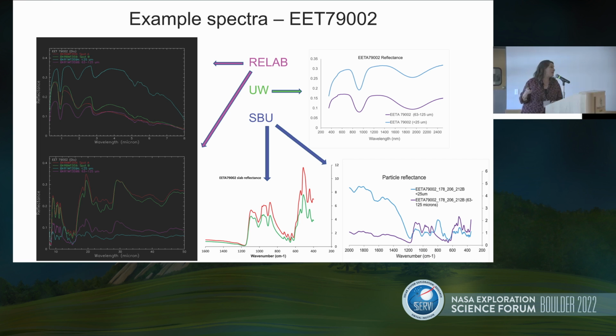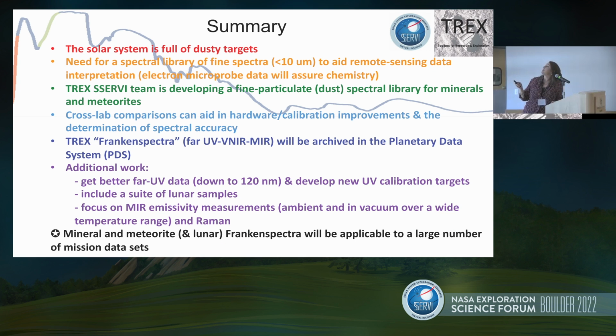So in summary, the solar system is full of really dusty targets, and to interpret your data, you really need to look at a spectral library that has similar sized particles. So that's the objective of what TREX is doing. A lot of the cross-lab comparisons also really illuminated some differences in the labs, and it has helped us do some hardware corrections and calibration corrections, and I think it's elevated all of the labs together.